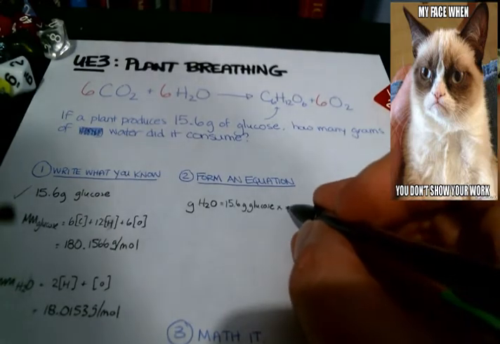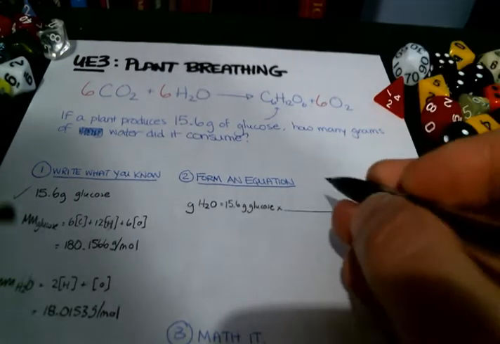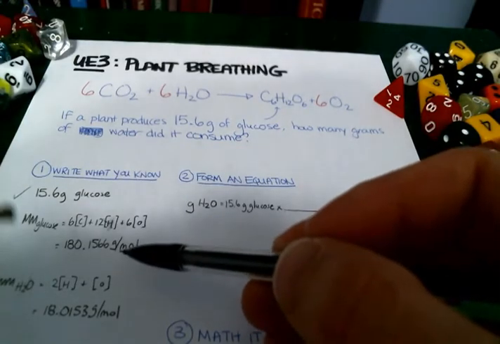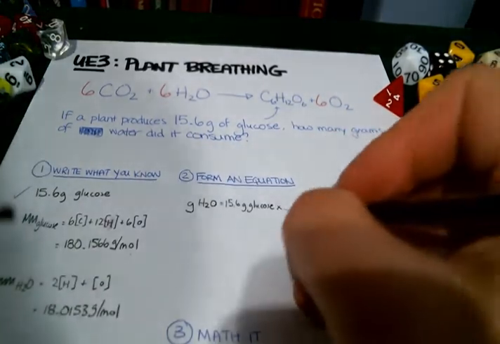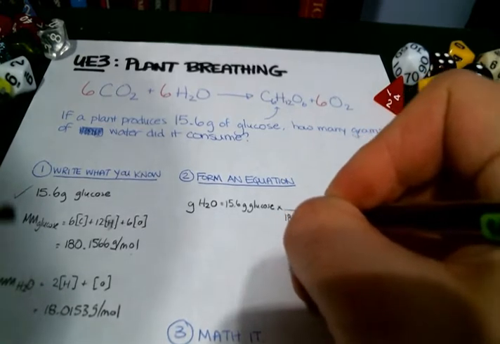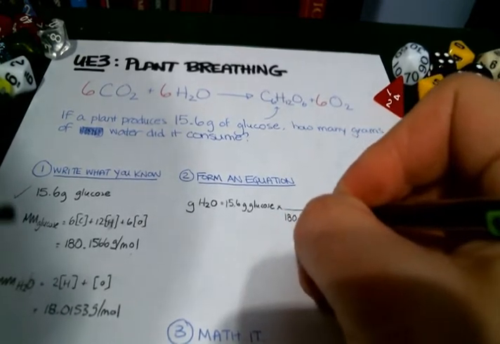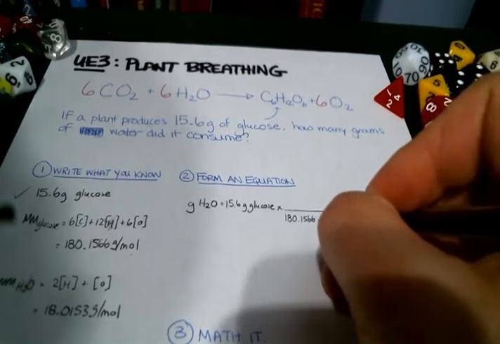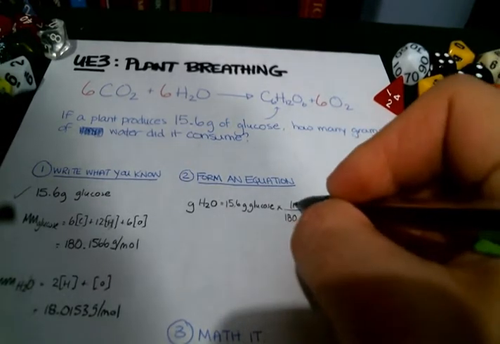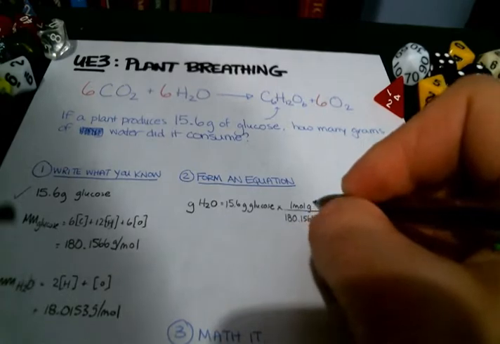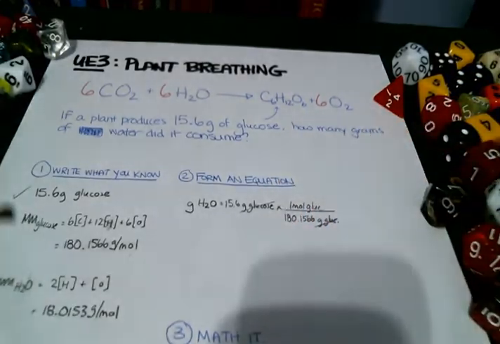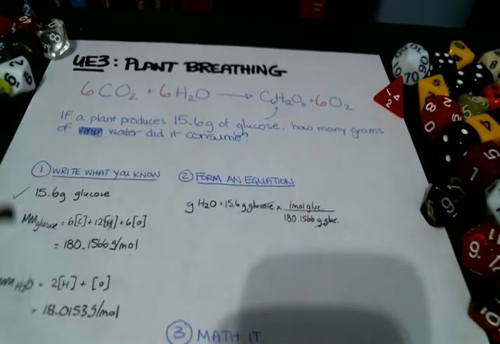Now, I need something with grams of glucose in the bottom, and of course I'm going to go straight to the molar mass here, which is 180.1566 grams. I'm going to put that in the bottom because I want to cancel out grams of glucose, with 1 mole of glucose on top. Yeah, that should let me cancel that out with that, leaving me with moles of glucose. All right.